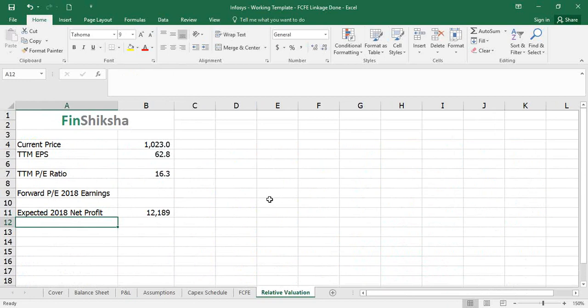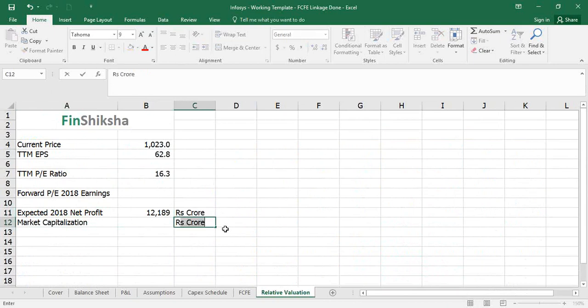I am trying to use the other formula now. Let's try and find out what is the market capitalization of Infosys today in rupees crore. Remember both of these, this is rupees crore, and this is also going to be rupees crore. What is the market capitalization of Infosys?